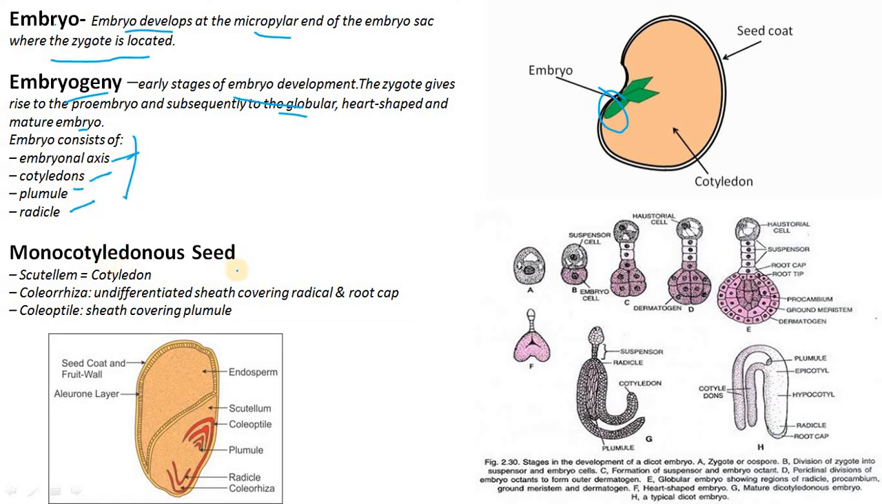The monocotyledonous seeds contain one cotyledon, and scutellum means the cotyledon; coleorhiza, the undifferentiated seed covering the radicle and root cap; and coleoptile, the seed covering the plumule.